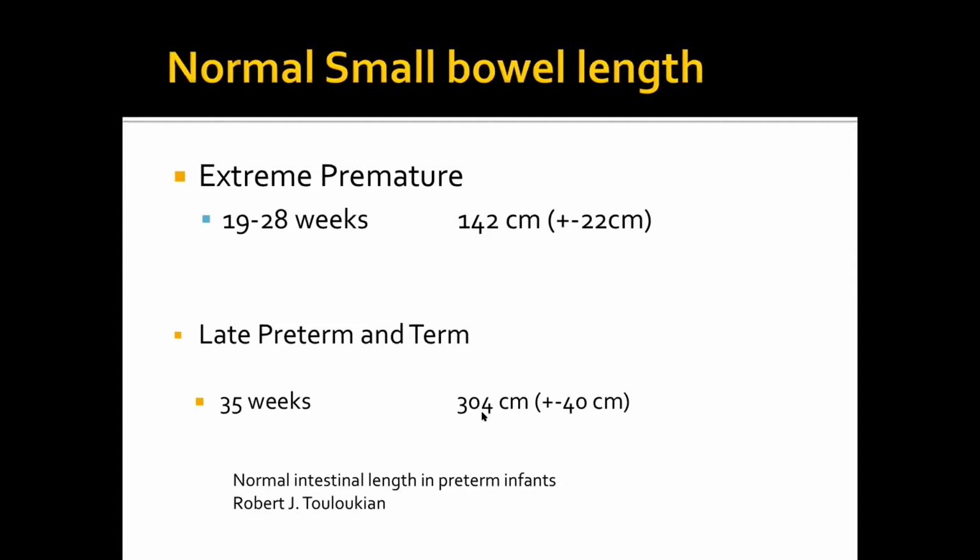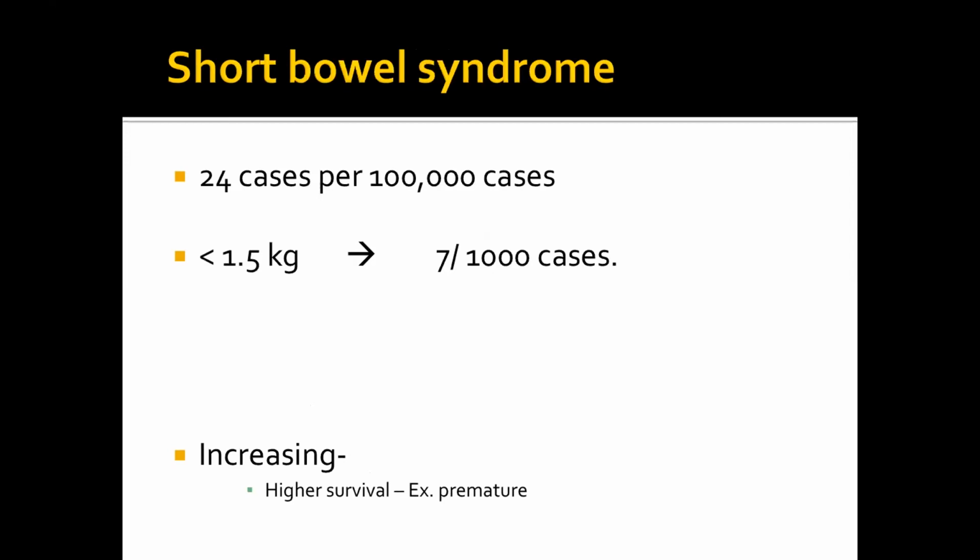This information is very useful because if you operate on someone with necrotizing enterocolitis at the age of 25 or 26 weeks, whatever residual small bowel they have is probably going to double by the time they are term. So if they are short bowel at the beginning, they might not be at term. Short bowel syndrome is not uncommon.